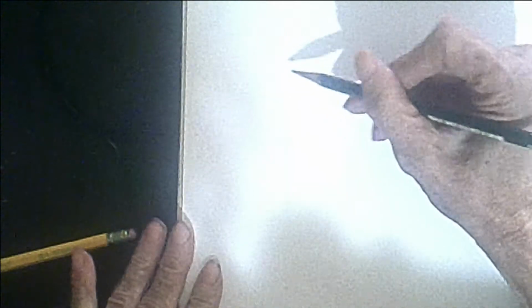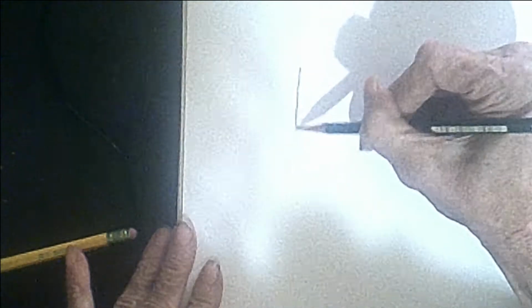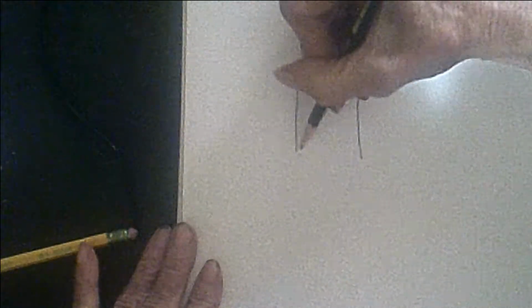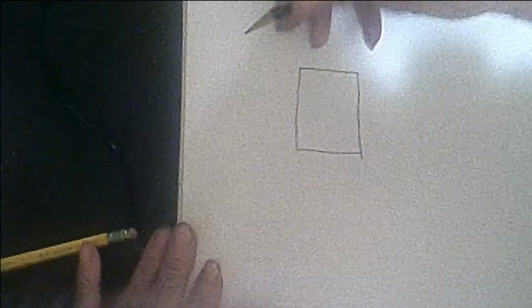Hello everyone, what we're going to learn about today is how light and shadows work on 3D forms. So let's get to it. First thing we're going to do is draw our basic square. Got a line coming off of it.